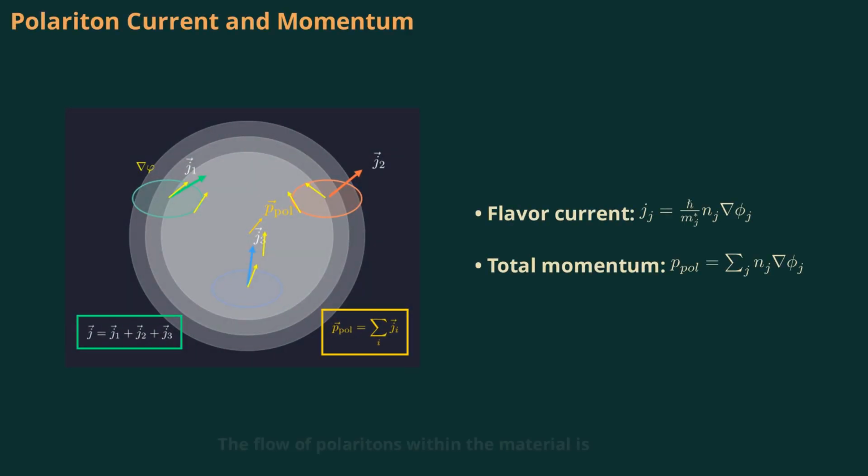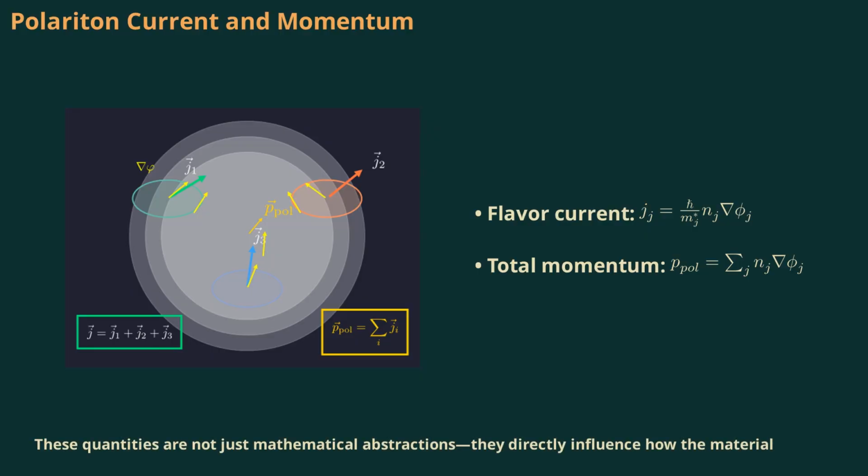The flow of polaritons within the material is described by the current density j j for each flavor. This current is determined by the phase gradient and density of the corresponding wave function. The total polariton momentum density, P pol, is the sum of the momentum contributions from all flavors. These quantities are not just mathematical abstractions. They directly influence how the material responds to external forces and how it can be used for propulsion.